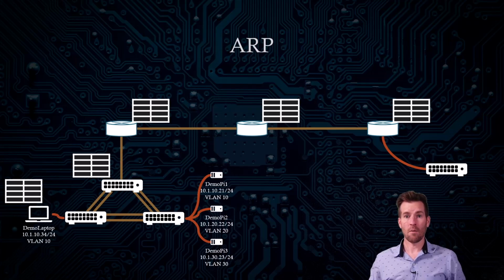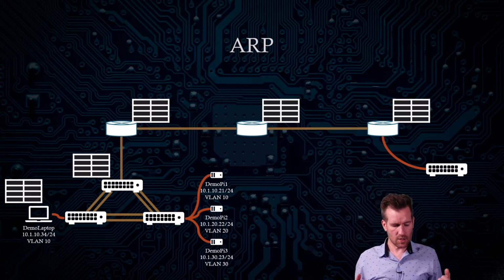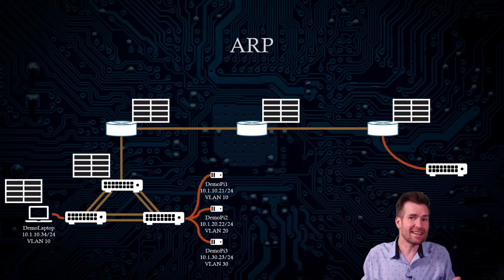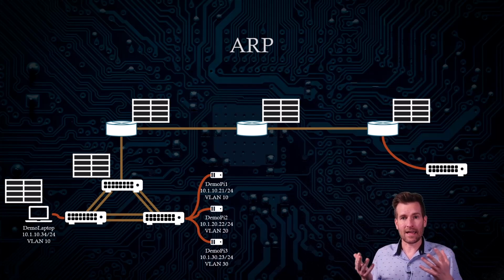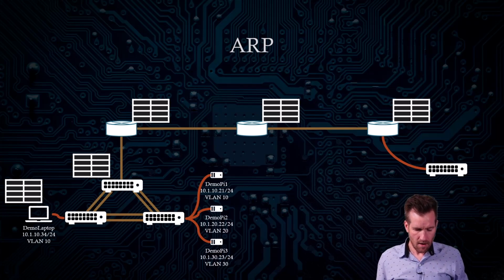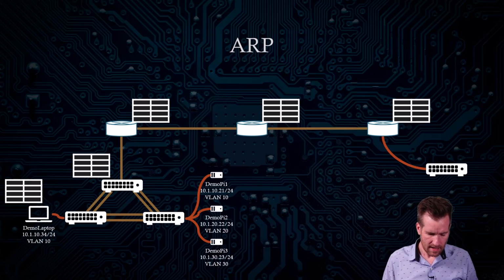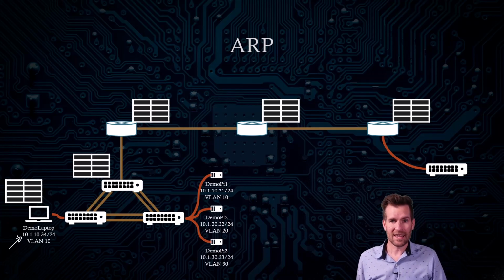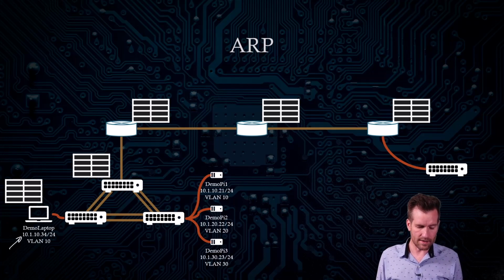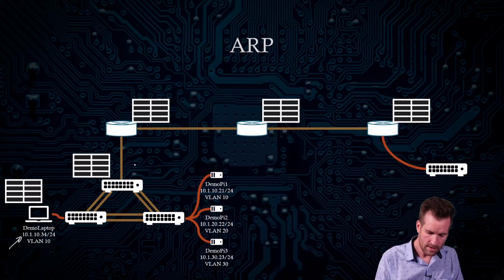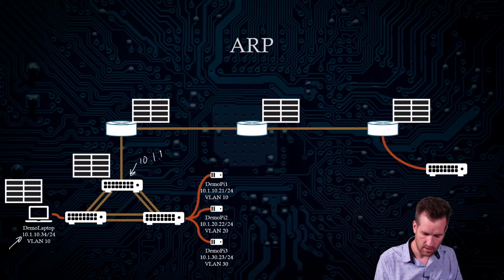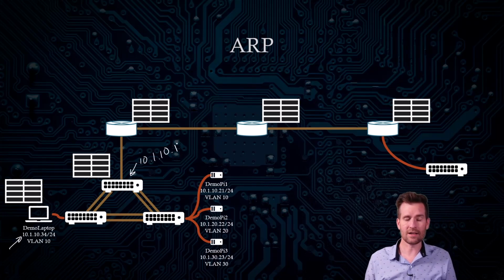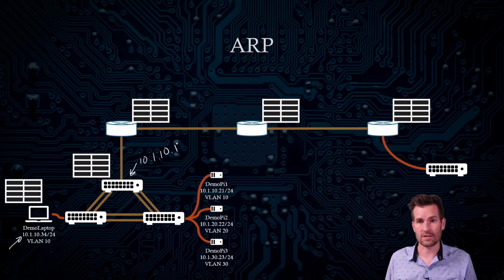But what is the MAC address of the default gateway? What it will need to do is find out what the MAC address of the default gateway is. For this machine right here, it's 10.1.10.34. Its default gateway is 10.1.10.1, which is the IP address that's on this layer 3 switch. So it's going to try to reach this layer 3 switch.